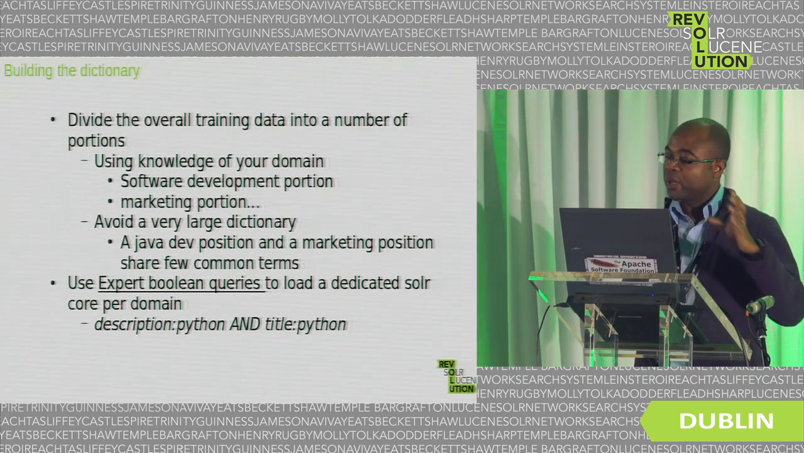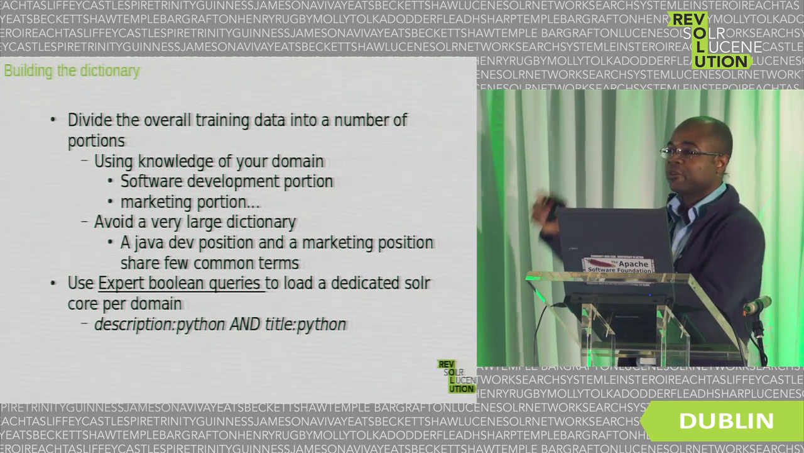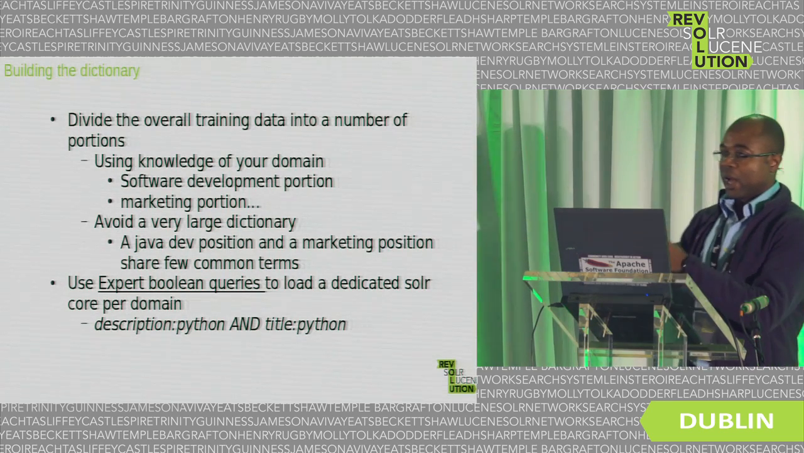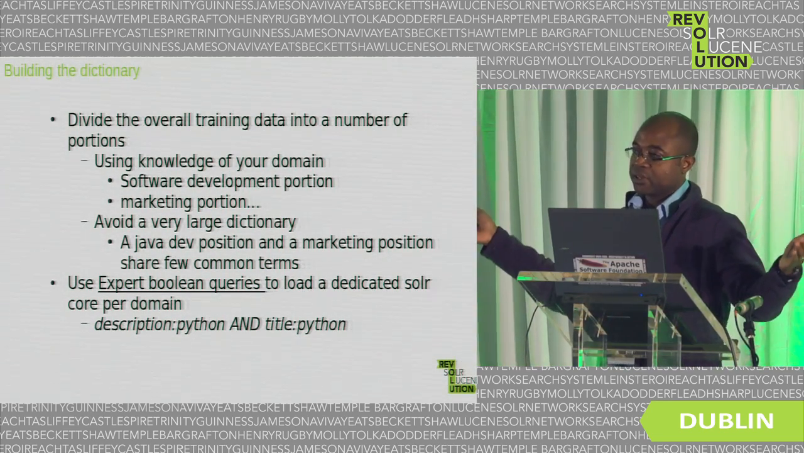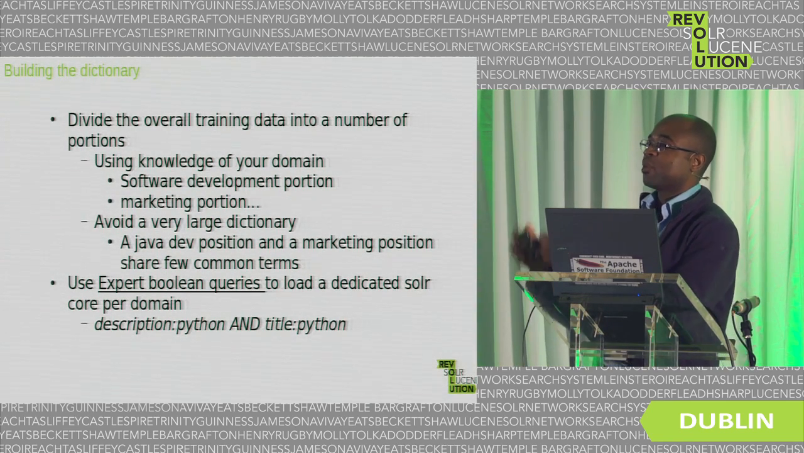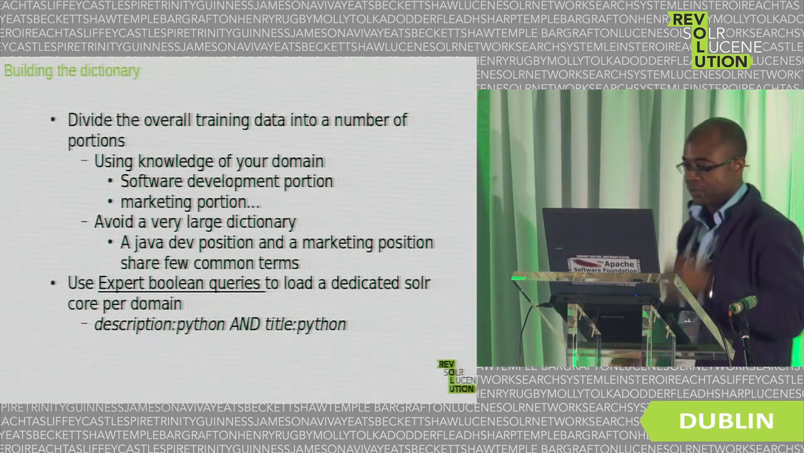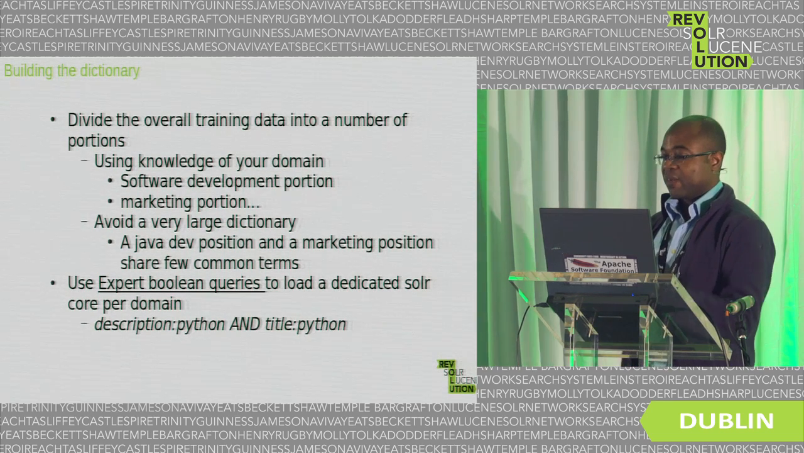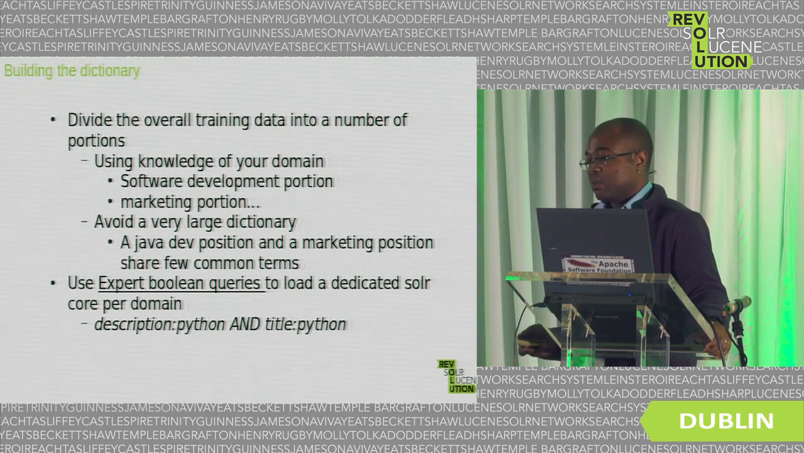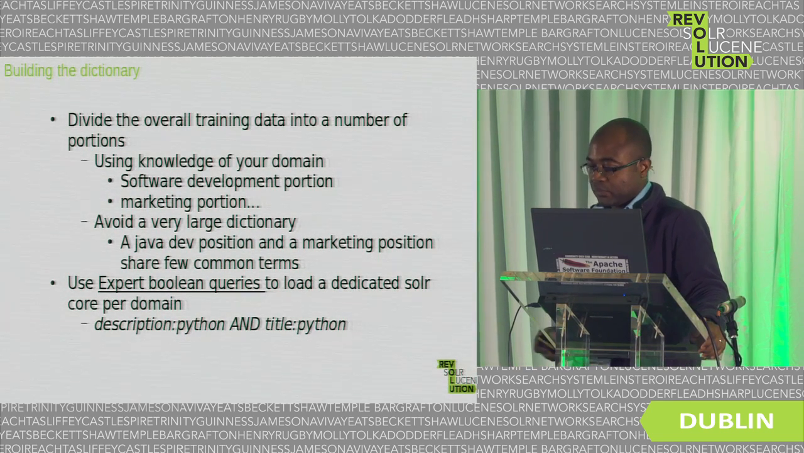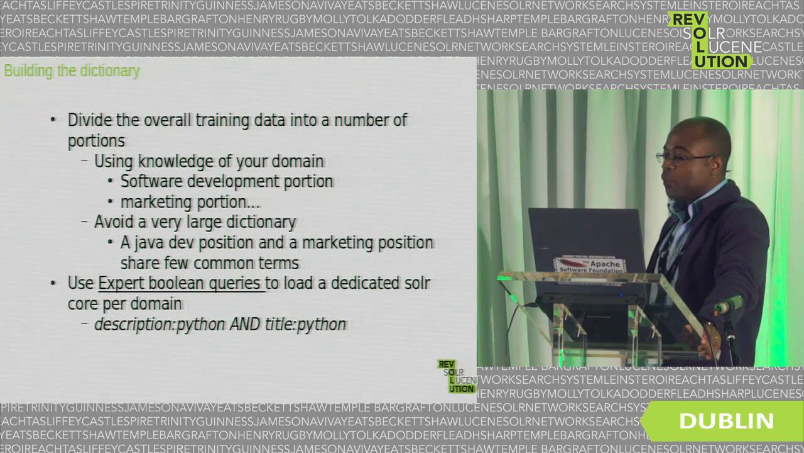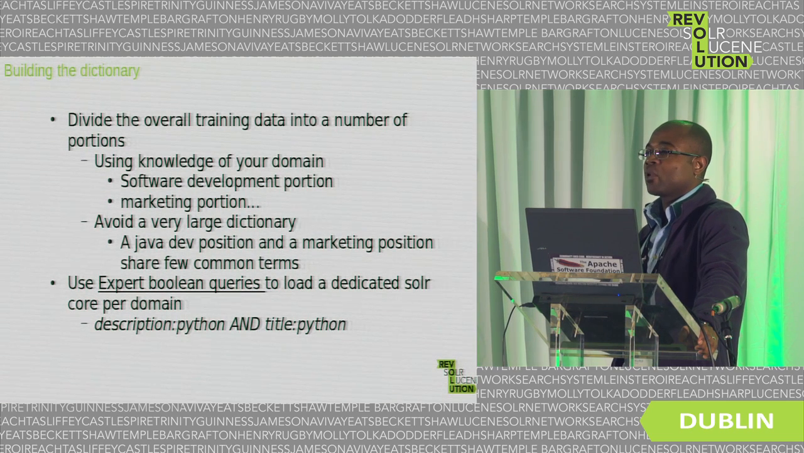I may have another domain for marketing, another domain for accountants. So I use different domains. This avoids a very large dictionary, because I have one dictionary per domain. Because a Java dev position, as I show here, and a marketing position share few common strengths. So we use expert Boolean query to load a dedicated Solr core per domain.